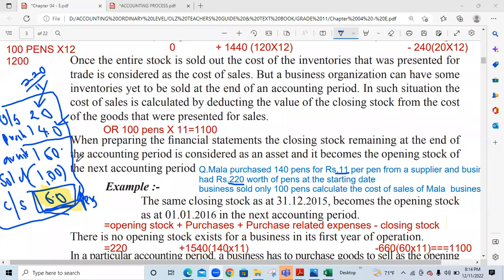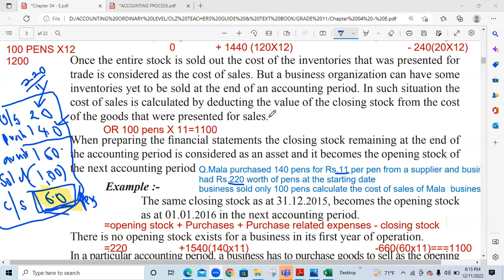What is 160? 160 is the number of pens available to sell. How many pens are there to sell? If you sold 100 pens, the remaining is not yet sold. You haven't sold it yet.